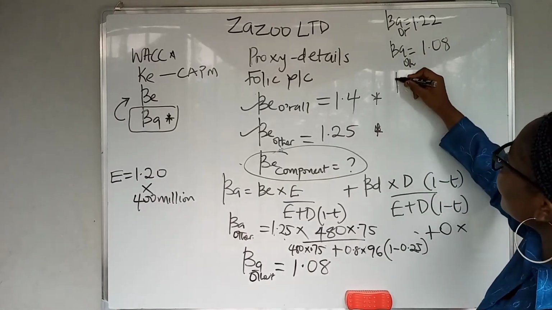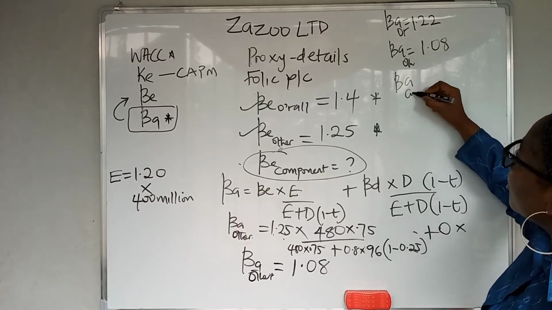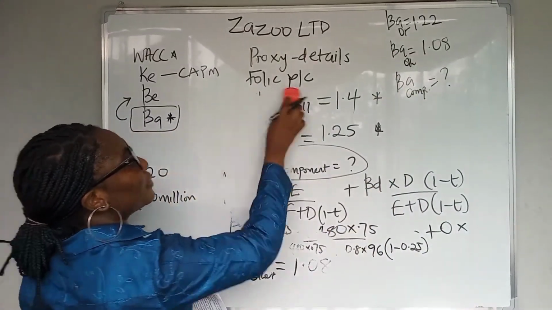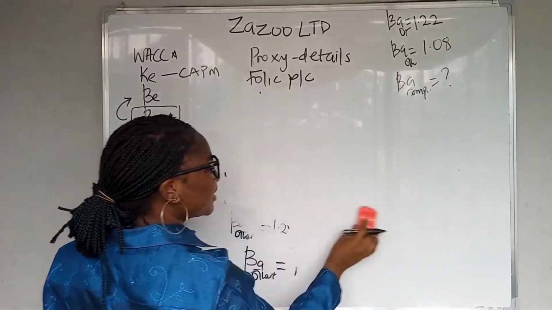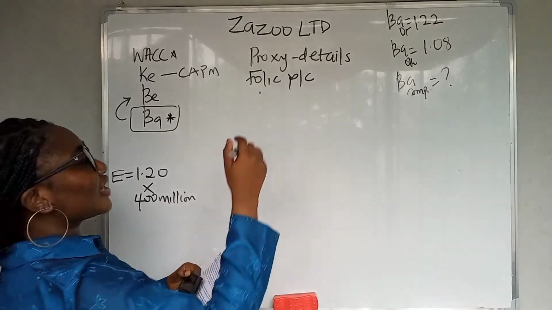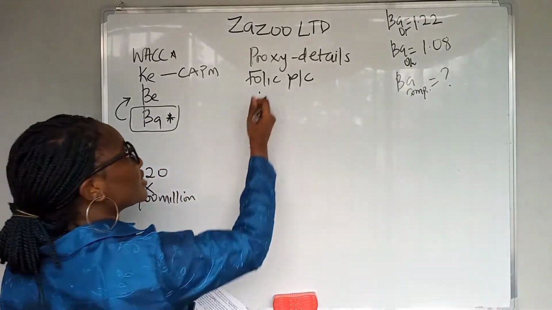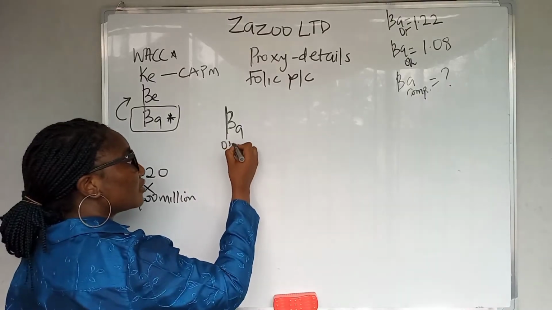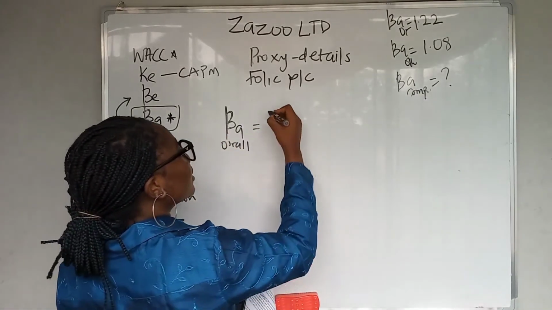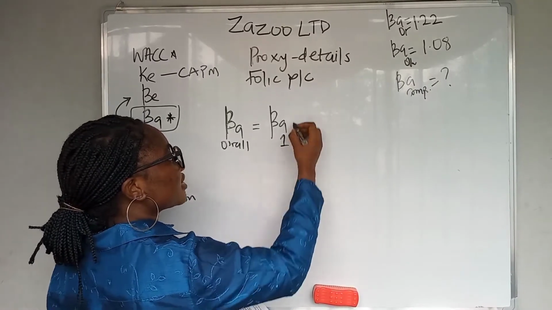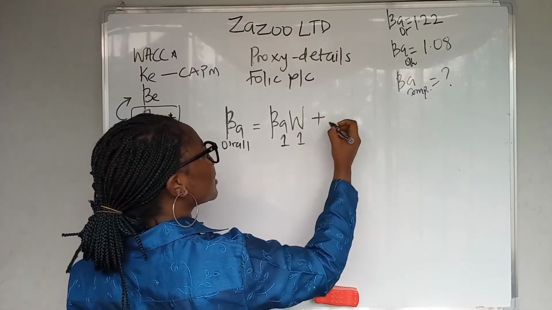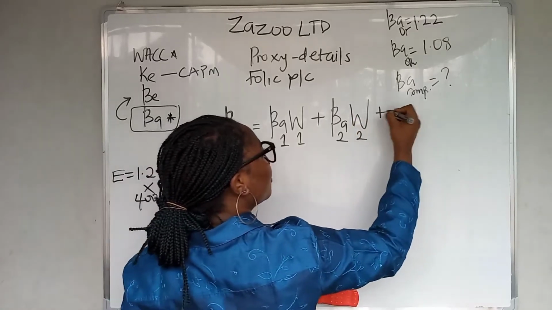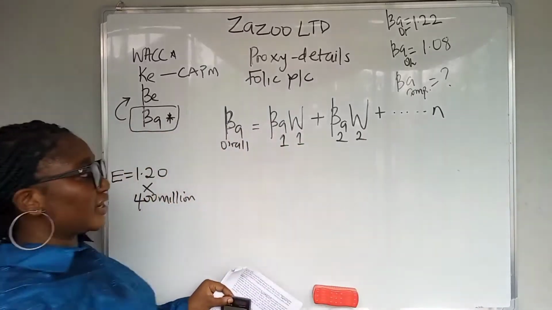But what we are looking for is the asset beta or the business risk of the component aspect of the business. We don't know that. Now to get that, we don't need all this equity beta again. We have already stripped out the business risk from them. Now to get that, we use the general formula, which says that the overall business risk of any company is always equal to the business risk of the first aspect of the business multiplied by the weight of the first aspect plus the business risk of the second aspect multiplied by the weight of the second aspect plus, if it's up to 15, just put n. So that is it.